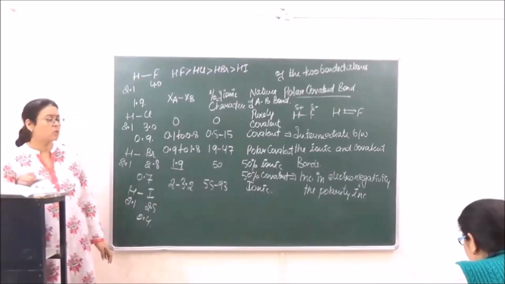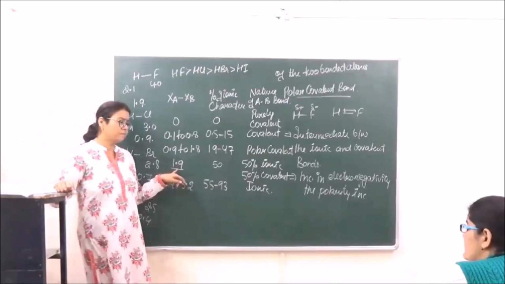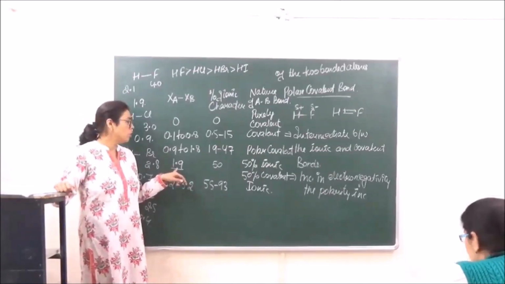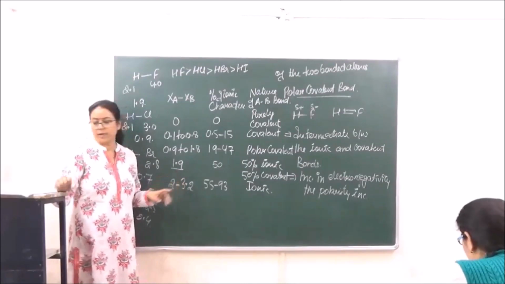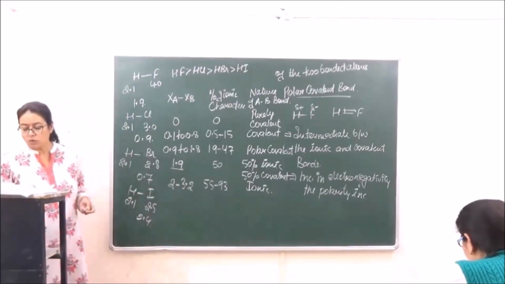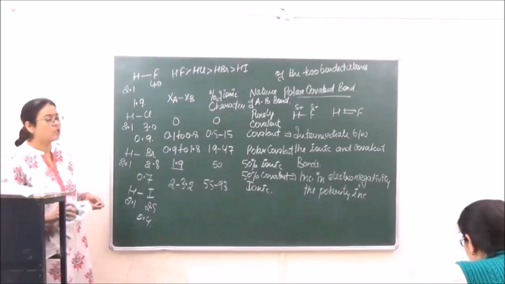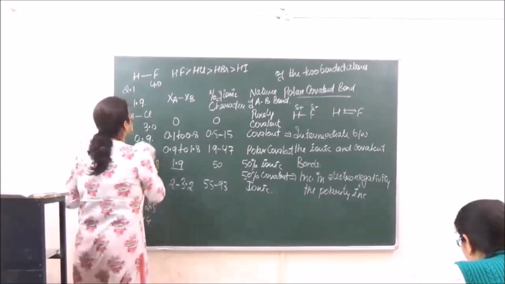In certain books, 1.7 is also given. So you can also talk of 1.7 over here. Okay? Clear? Then next we go on to the calculation of percentage of ionic character.